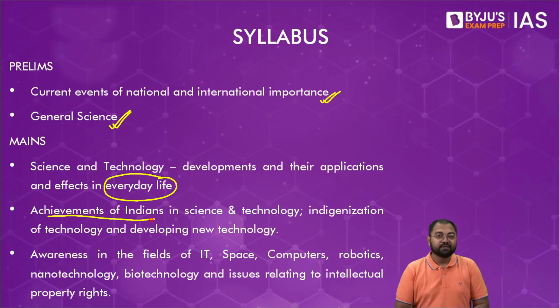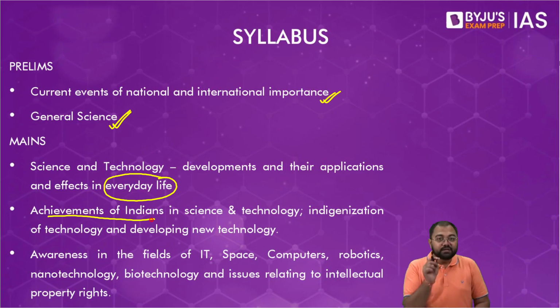No, because this is a science paper. If those questions had to come, they will come in your GS paper 1, history, correct? So they are not going to ask you the biography of a scientist. You have to think of the achievements of Indians, meaning the entire scientific community. How have they done something for India?